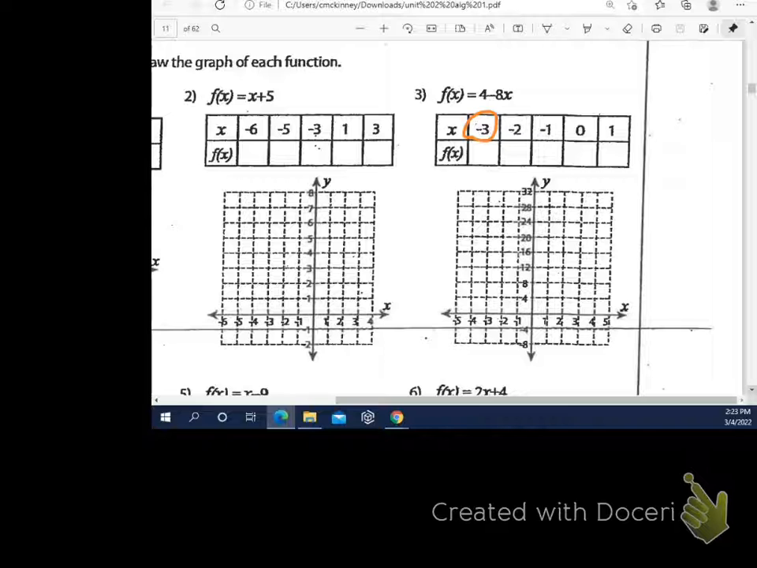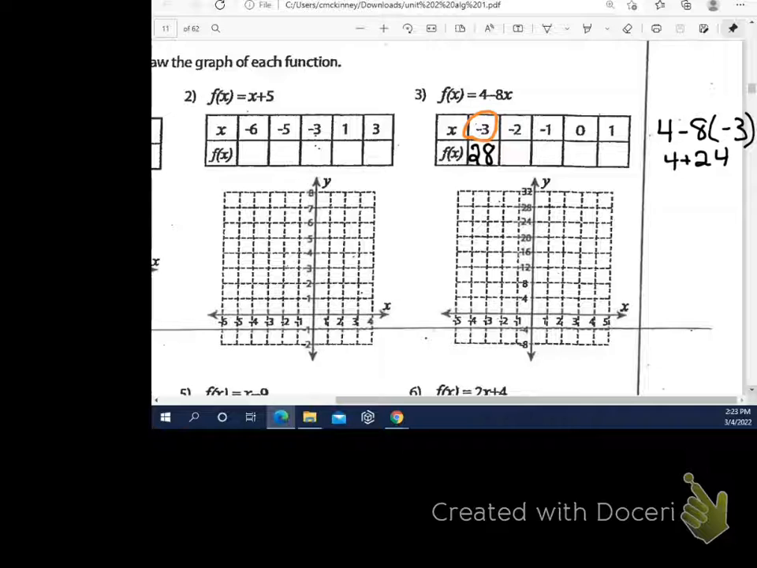So we'll start with negative 3. So 4 subtract 8 times negative 3. And then we know that order of operations says that the multiplication would happen first. So negative 8 times negative 3 makes positive 24, and 4 plus 24 is 28. Or you could simply type that into your calculator all at once, but it is 28.